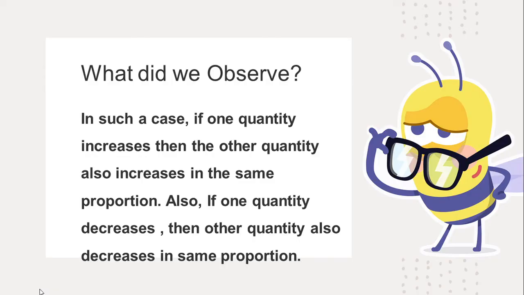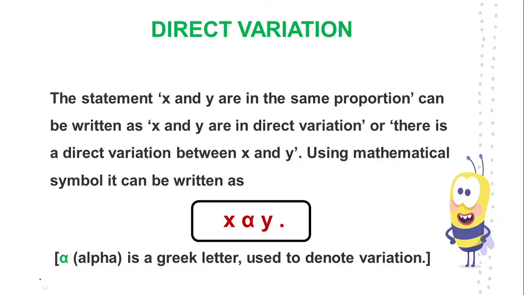Then in the two examples, what did we learn? We learned that if one quantity increases, then the other quantity is also going to increase in the same proportion. Like we saw in the first case, the donuts cost will increase by rupees 20 only. Then if one quantity decreases, then the other quantity is also going to decrease, like we saw in the example of the car. So this is direct variation. If one quantity increases, the other should increase, and if one decreases, the other should also decrease.